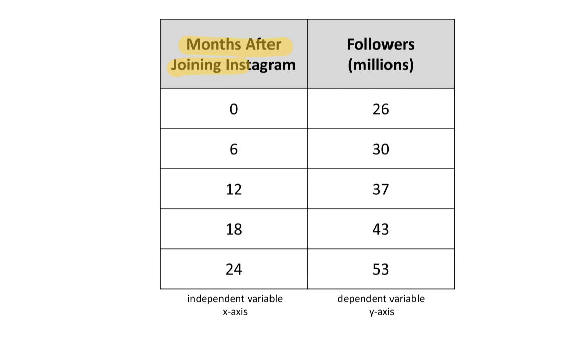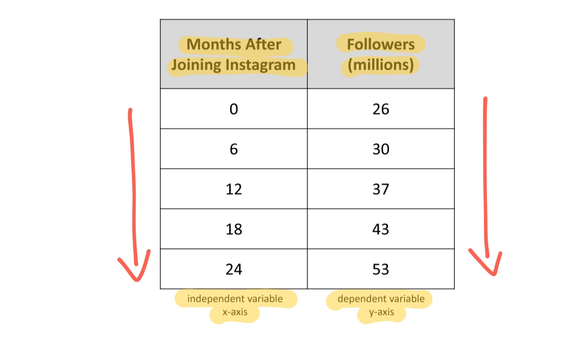Months after joining Instagram is in the column on the left, and it is the independent variable. It's going to go on the x-axis. Meanwhile, followers in millions is in the right column. This is the dependent variable, and this would go on the y-axis. We can already see that as time increases, his number of followers increases as well.